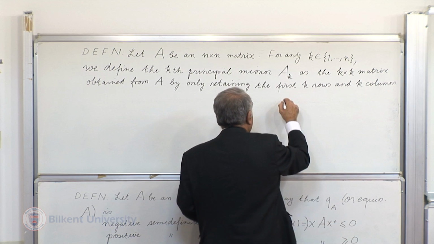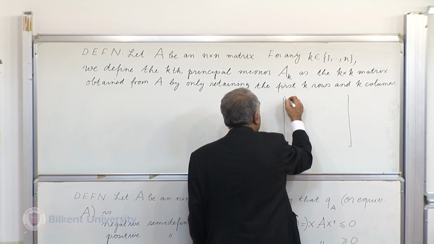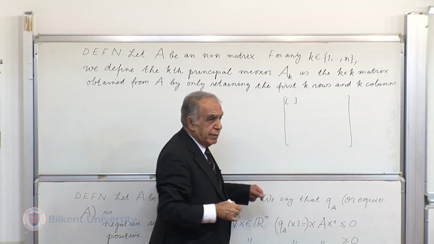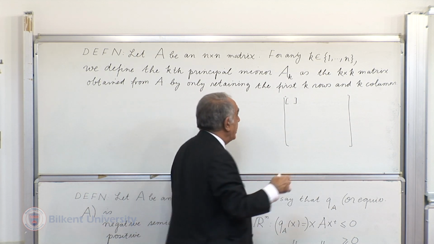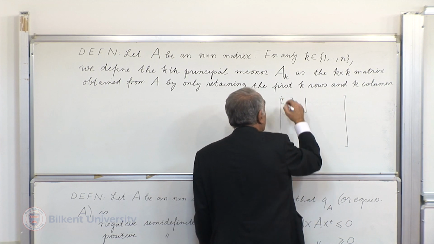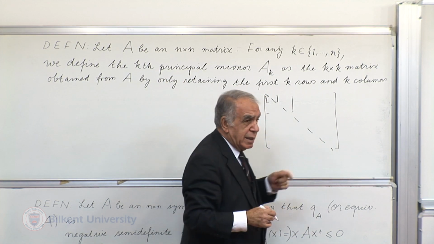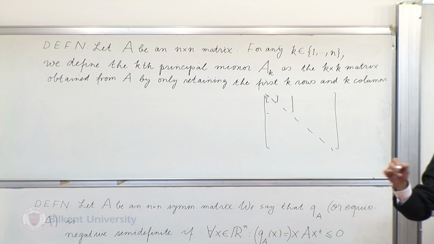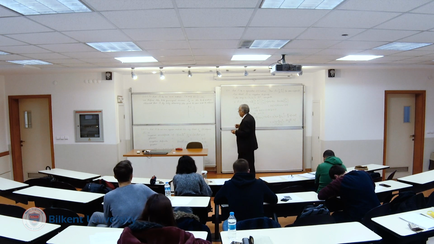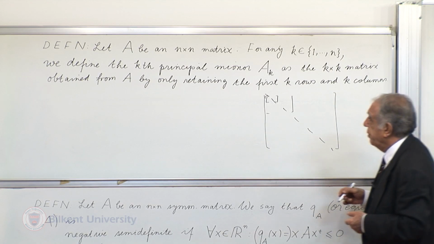So that means if this is our n by n matrix, we'll first keep the first row and the first column only. That will be A1. Then this will be A2, and so on. This principle comes from this axis being considered the principal axis, and the other one the secondary axis of a matrix. You could have done the same thing along the other axis as well.